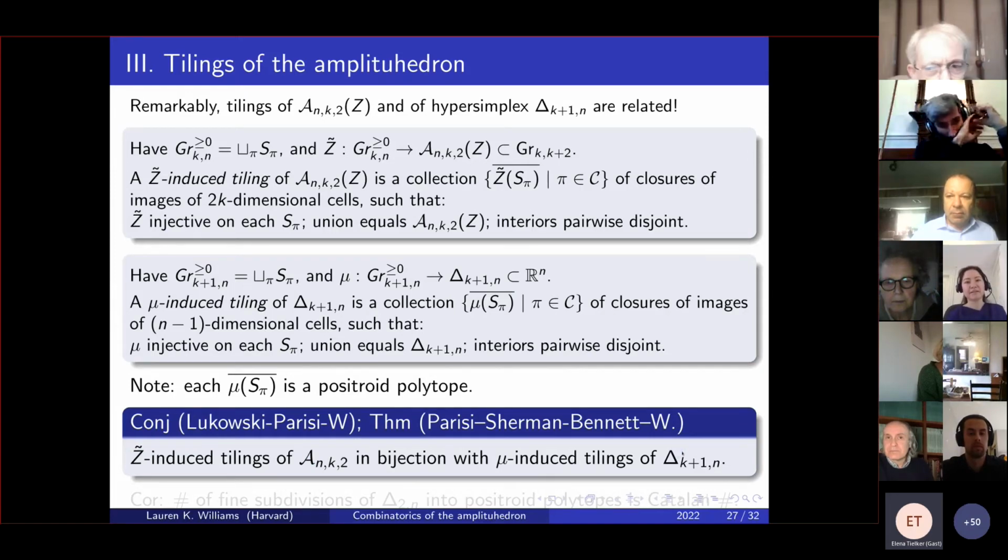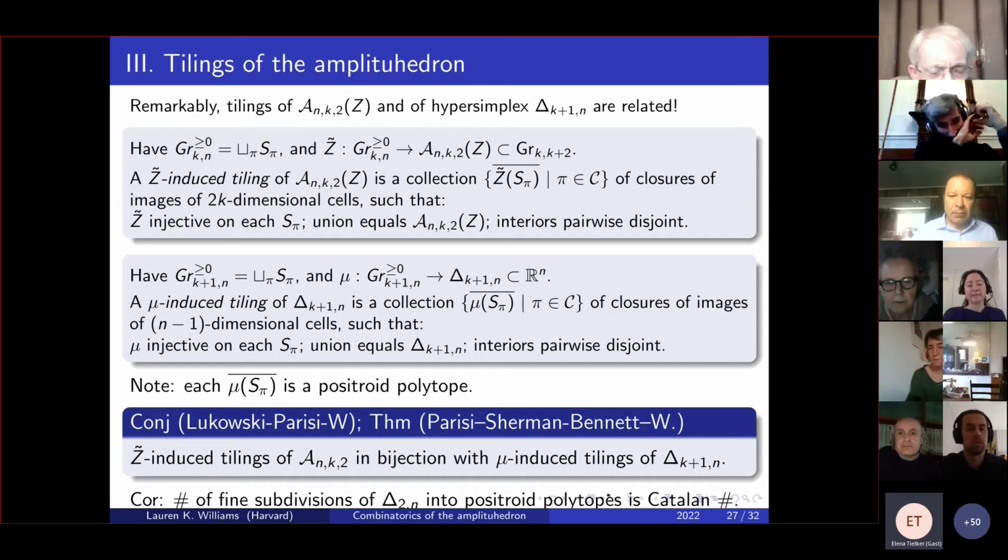Okay, so I'll give an example on the next slide, but I'll just point out that a corollary of this statement is that the number of fine subdivisions of the hypersimplex delta 2n into positroid polytopes is a Catalan number. Okay, so I want to explain on the next slide a small example of this bijection between tilings.